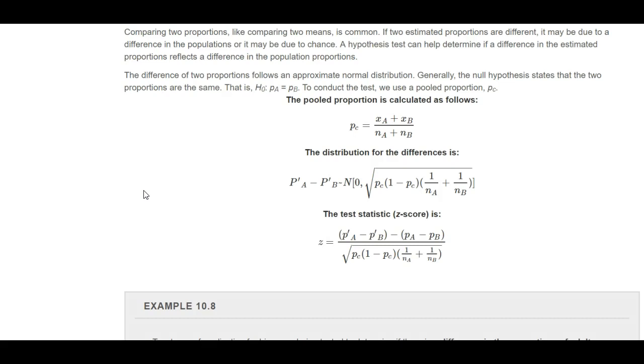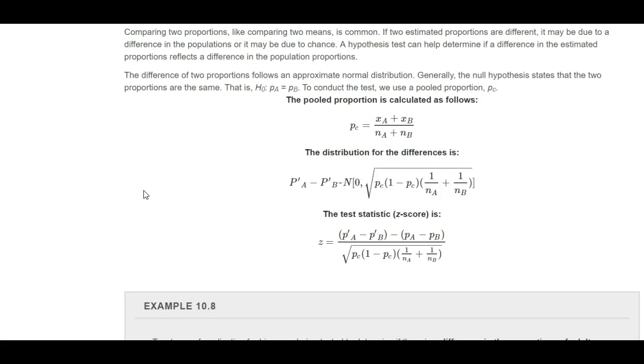This might look super scary, but again, we have technology that will do this math for us, but I do suggest that you look this over and figure out what's going on here. I'm going to go through it very briefly. We have two samples, and the number of items that are in those samples, that's the NA and NB. The actual values itself are the XA and XB.